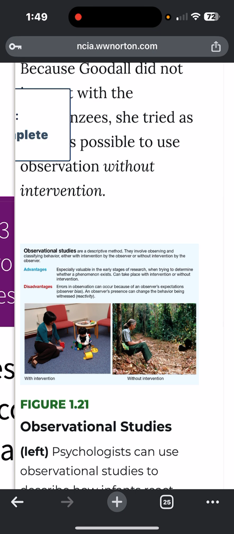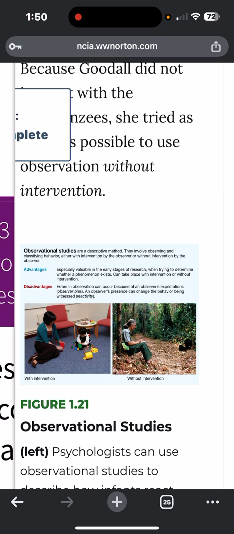Observational studies are a descriptive method. They involve observing and classifying behavior, either with intervention by the observer or without intervention by the observer. Advantages: especially valuable in the early stages of research when trying to determine whether the phenomenon exists. Can take place with or without intervention.